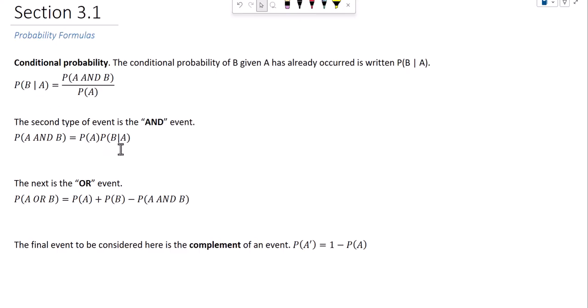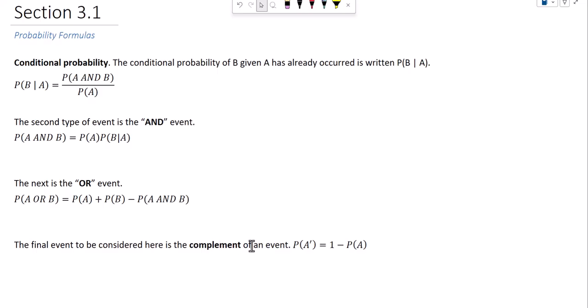And then next, the probability of an OR event. So A or B is more inclusive. It's the probability that A happens, and we add the probability that B happens, and then we subtract the probability that they both happen. So that's kind of a unique one.